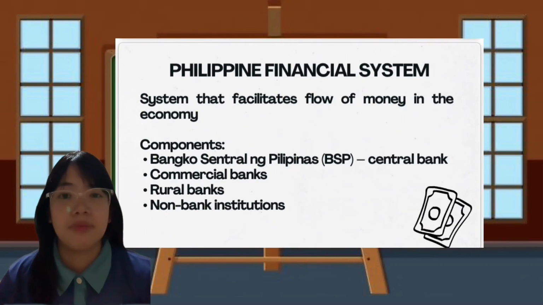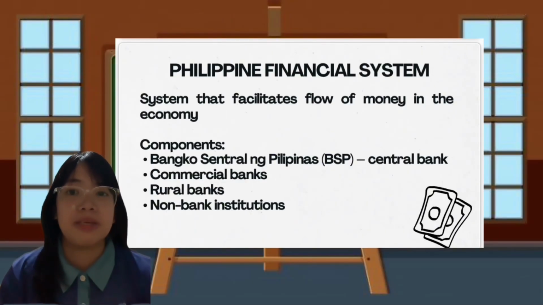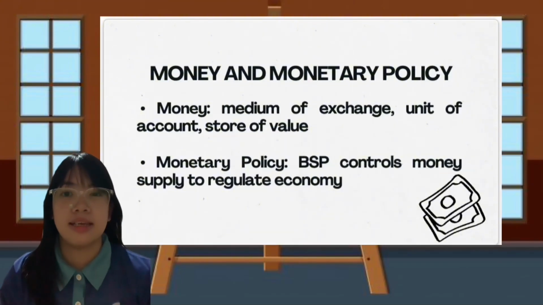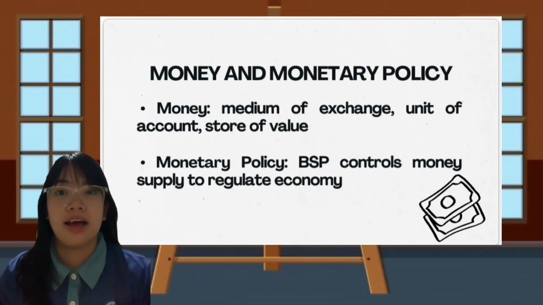Example, when a teacher deposits money in a bank, the bank lends it to a business. That business expands and hires workers, helping the economy grow. Next is money and monetary policy. Monetary policy is controlled by the BSP to regulate the economy.